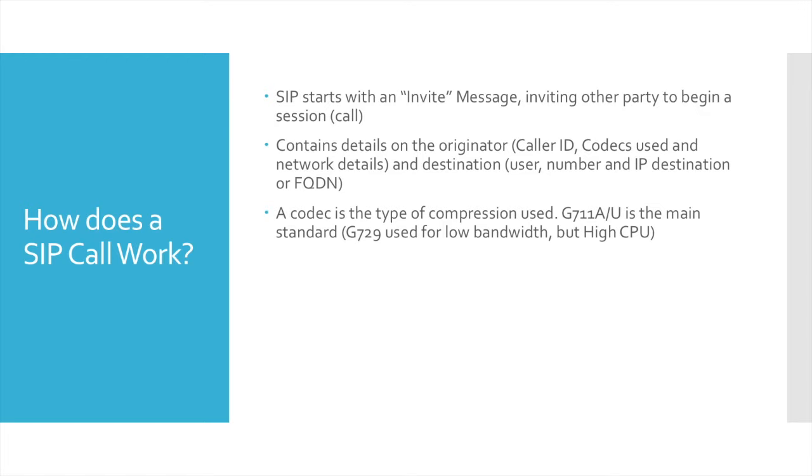On the point of codecs, a codec is simply the compression protocol used to compress the voice. Codecs G711 and its variants are the main protocols. G729 is also another popular codec for bandwidth purposes, but is CPU intense.